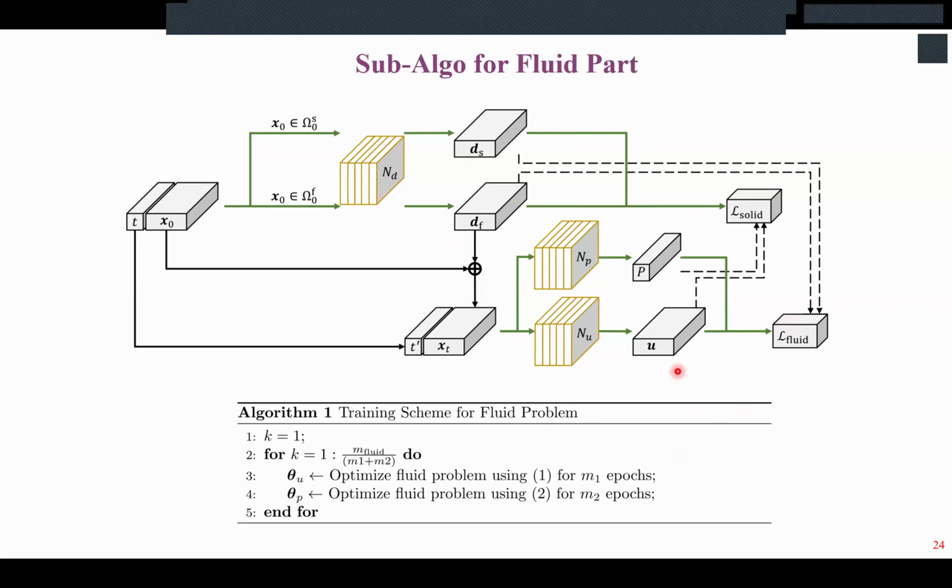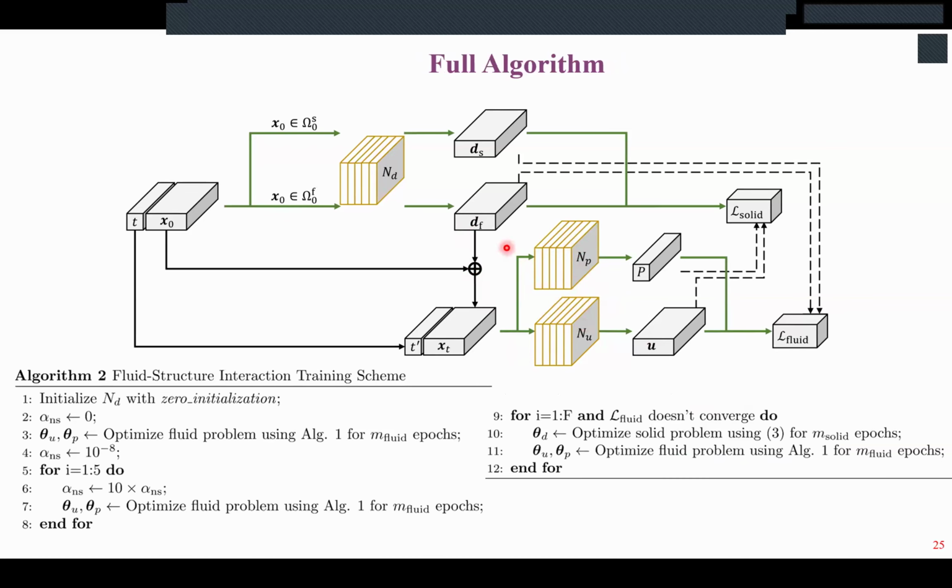Okay, so we talk about how we train those networks exactly. For the fluid part, we just train alternately NP and NU, which is very straightforward. While for the alternation between the fluid part and the solid part, there is something more complex. So I will talk about this algorithm step by step. Firstly, we initialize ND with zero initialization. That means initially the ND only outputs a zero vector, so there is no displacement at the first stage.